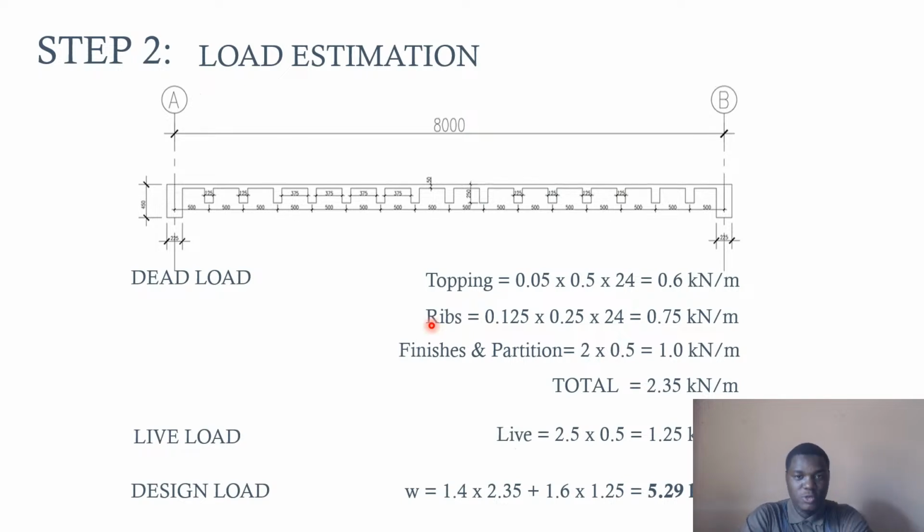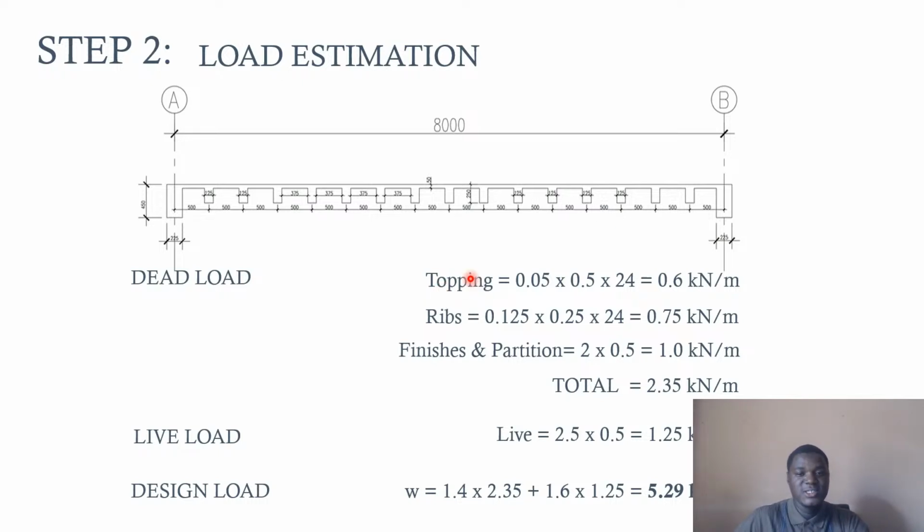Now that we've established the slab parameters, the next thing we want to do is to estimate the load. In this section, we are only going to be considering the dead loads, the permanent load, and the live load. The dead loads in this case: we have the slab topping and the ribs, and then, this being a slab, we need to cater for finishes and partitions.